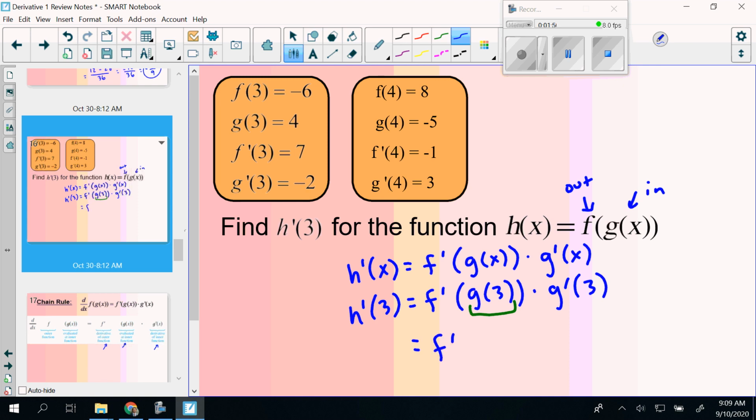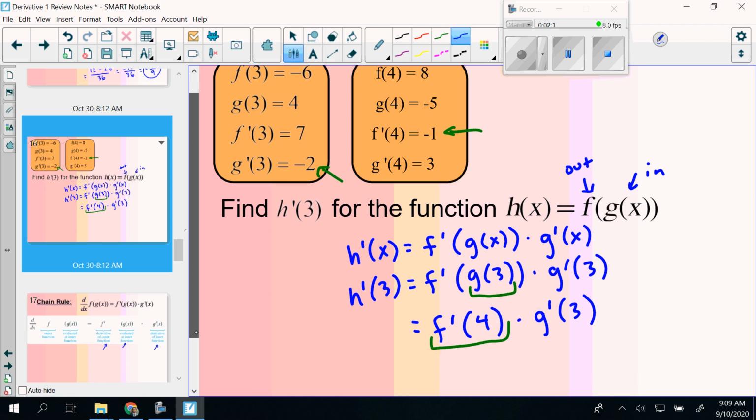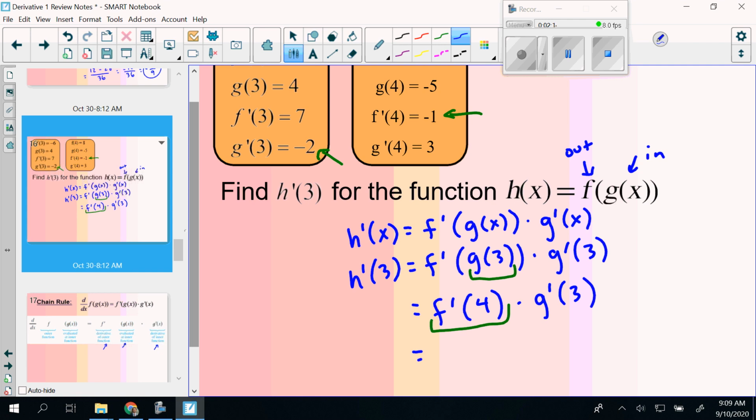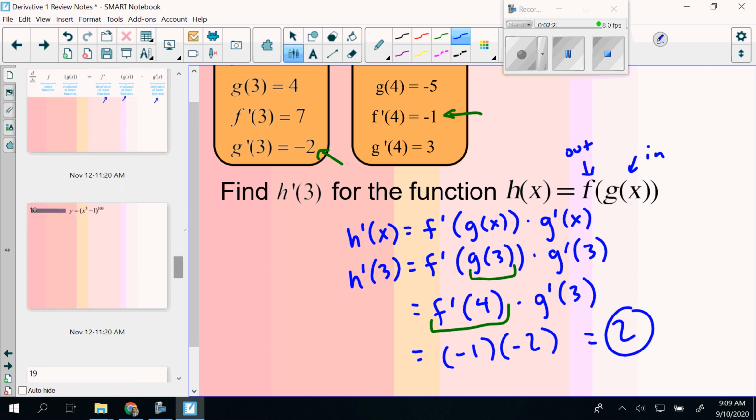So go to the table, find that one. g at 3 is 4 from the table. So now that we have that value, now we know what to evaluate f at, which is 4. So we know that one, and we also know what the derivative of g at 3 is, that one. Now we can come up with our solution here and get the answer. So this would be -1 times -2, or the answer comes out to be 2. So be careful on those problems with chain rule.